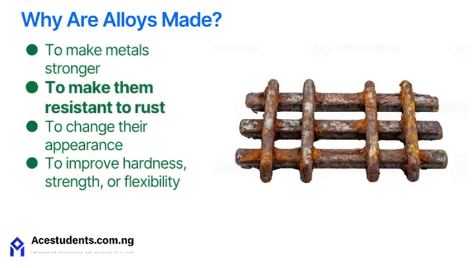Another reason we make alloys is to stop rust. For example, iron rusts quickly when exposed to air and water. But when iron is mixed with chromium and nickel, it becomes stainless steel, shiny and rust-proof.